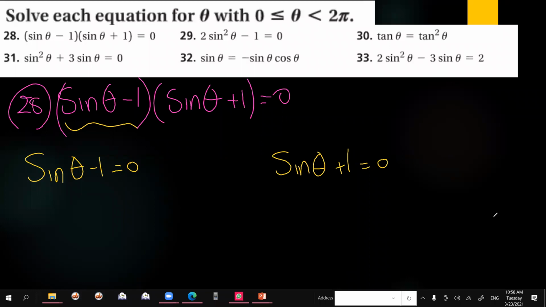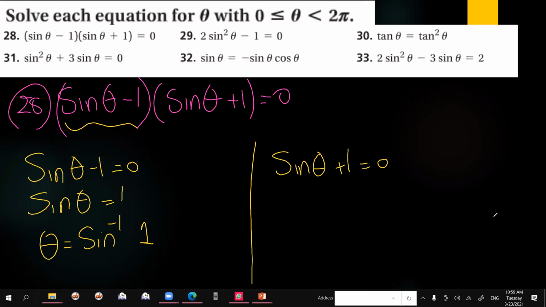Now, when the first part is 0, we solve it as an equation. Sine of theta -1 is like x -1. So x will be 1. So sine of theta will be 1. So to solve it, theta will be sine inverse of 1. Then ask yourself, which angles have sine equal to 1? 90, I think. And 270? Only 90. No, 270, it is -1. So this is the first one, it's 90.